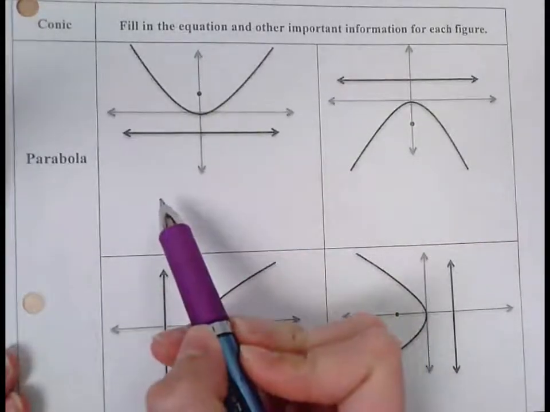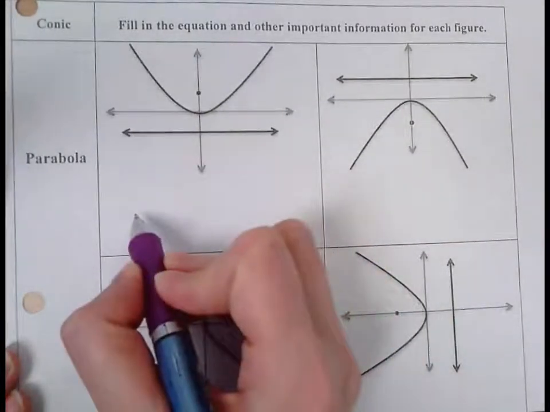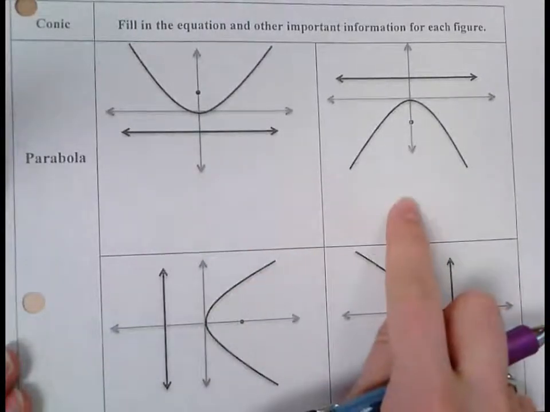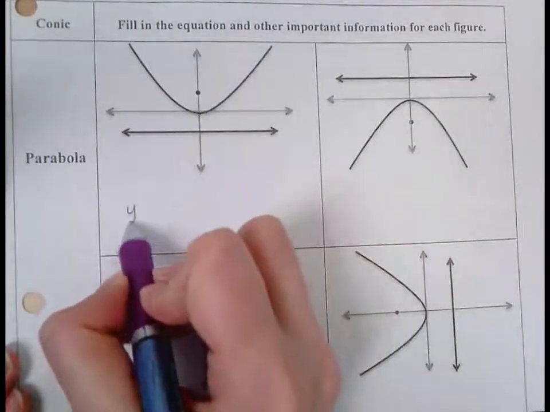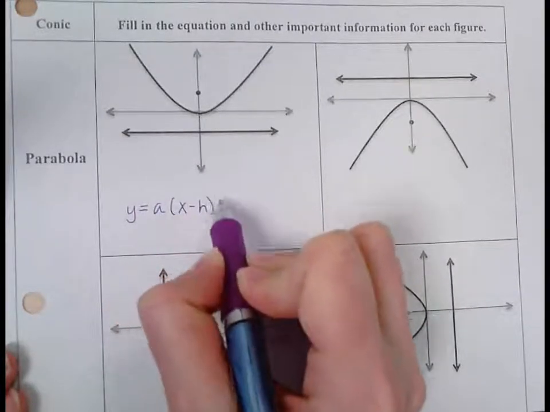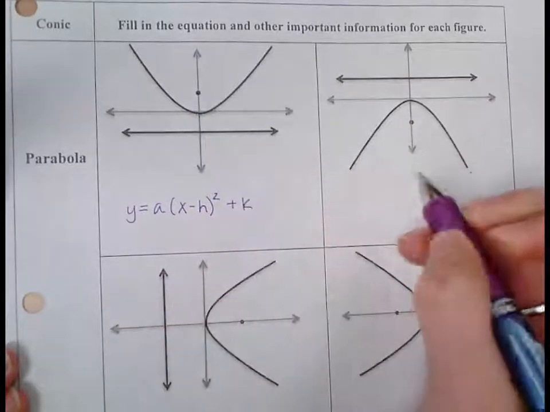So first of all, what you're going to want to write down is the standard form of the parabola. And these both have the same standard form. So it's y equals a times the quantity x minus h squared plus k.